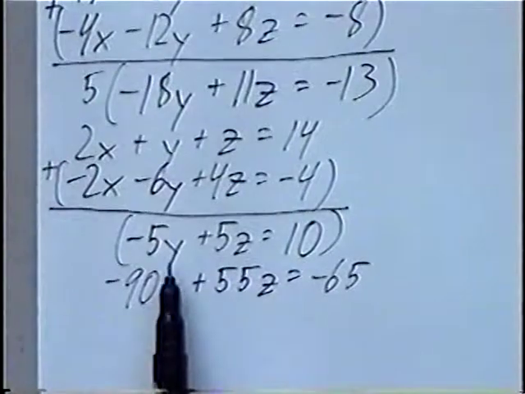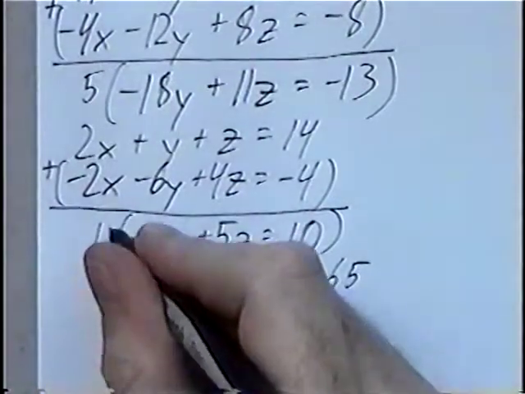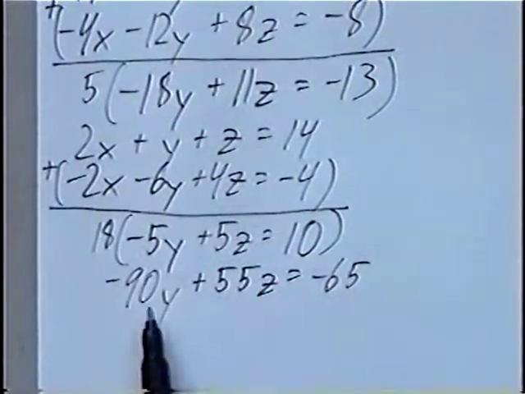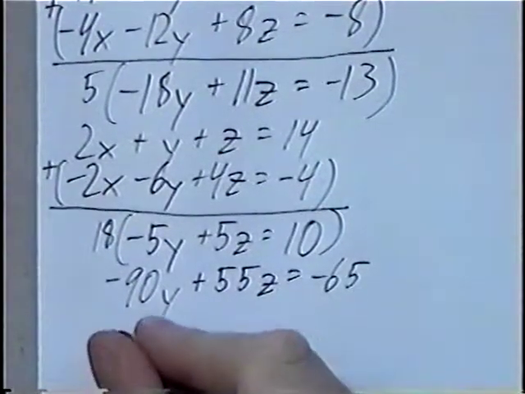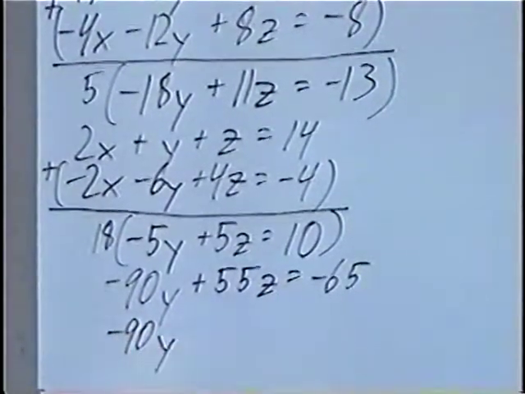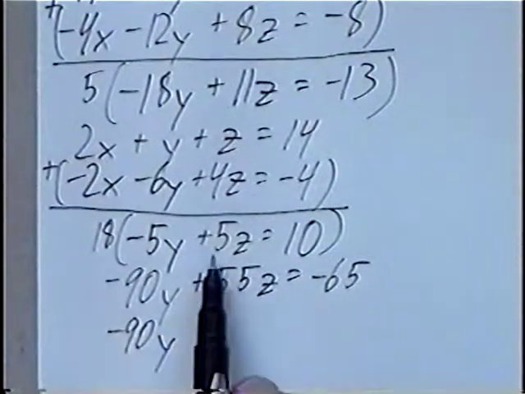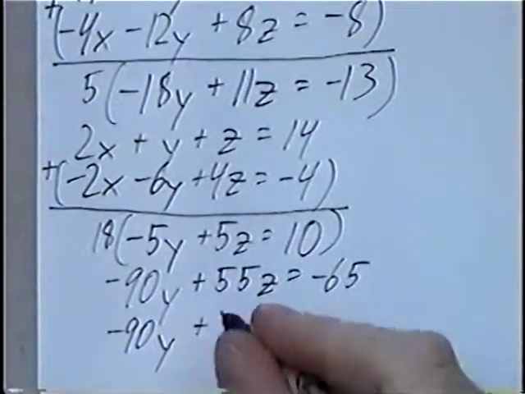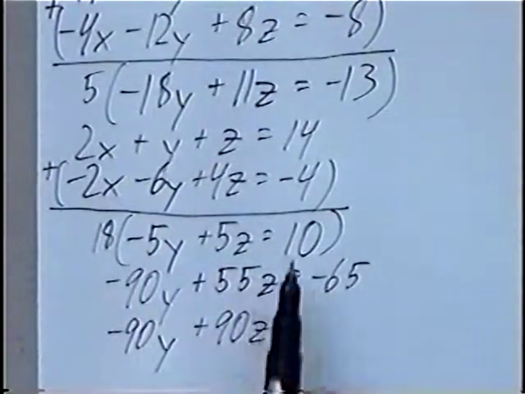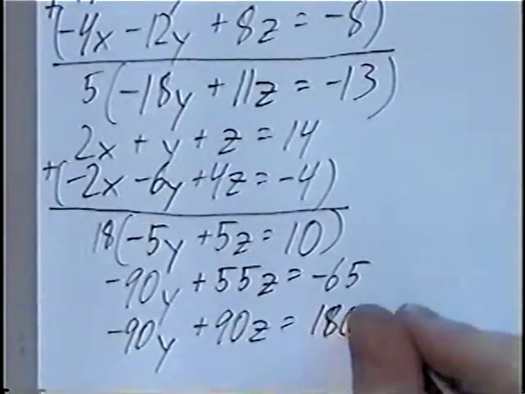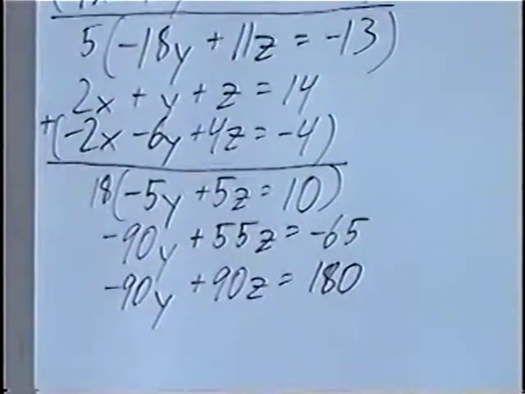Multiplying the last equation we had, we can multiply this equation by 18. That way again the y's will match up. 18 times a negative 5 would be negative 90y. 18 times a positive 5 would be 90z. And 18 times 10 would be 180.